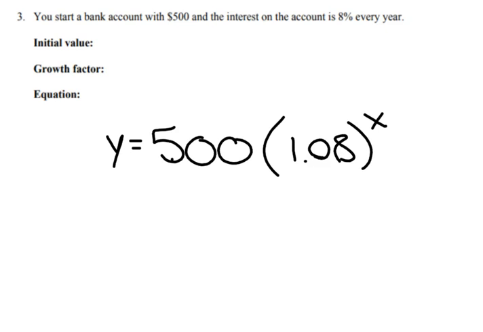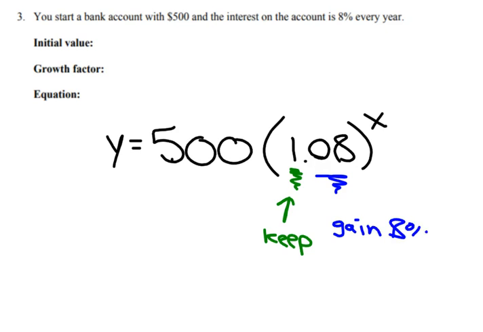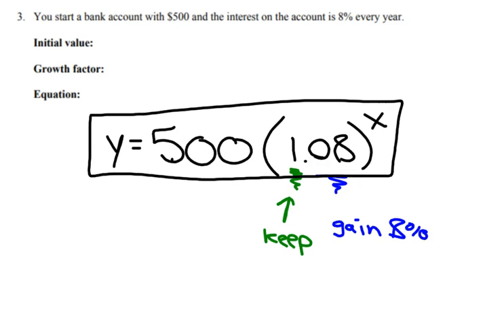Why 1.08? Because you're keeping 100%. That's what you're keeping. They're not taking away your $500 and giving you 8%. They're giving you back your $500 and you're gaining 8%. So in total, essentially, you have 108% of what you had at the beginning. And you'll just keep doing that over and over again, and that money is going to go up real fast because 8% is a pretty good interest rate.